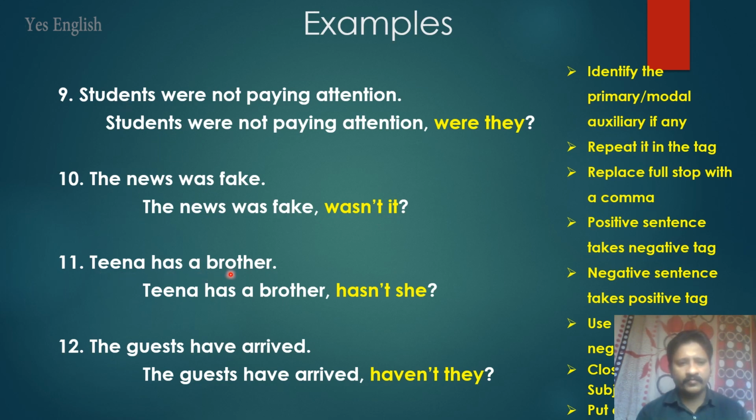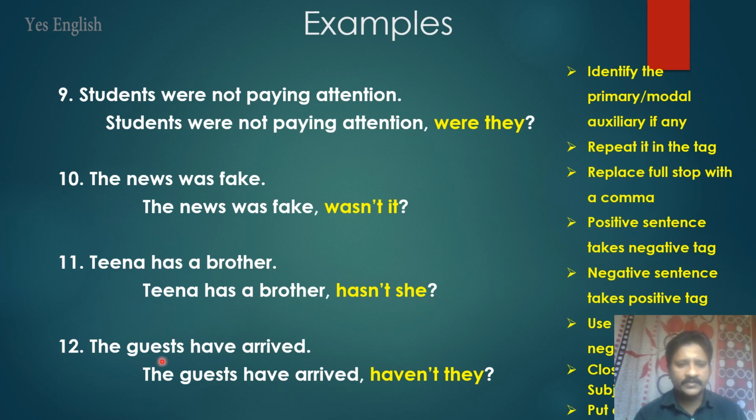Okay, and the next one, Tina has a brother. Use of comma, and then the primary auxiliary has is repeated here. Since the sentence is positive, we use the negative tag hasn't, instead of has not. And Tina is replaced with a pronoun, that is she.